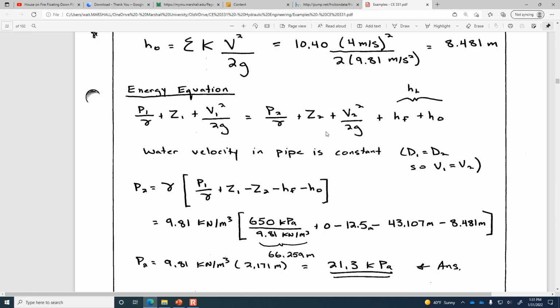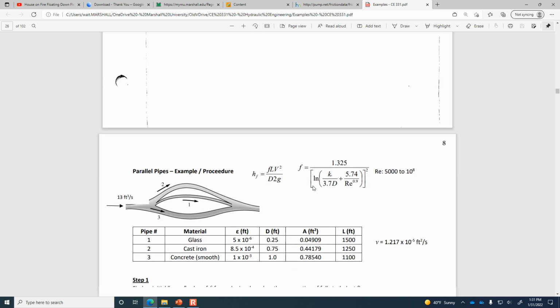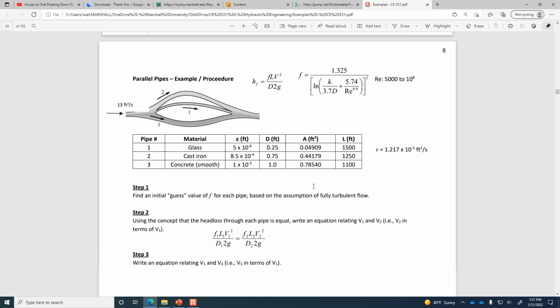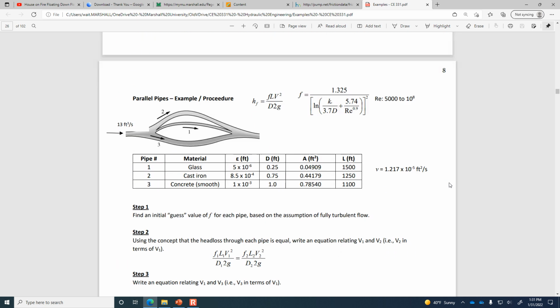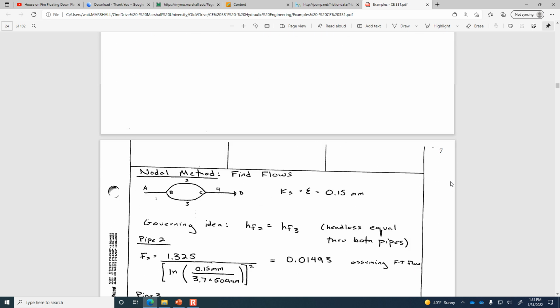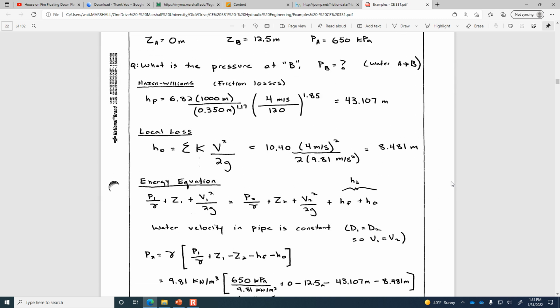But are there any questions on this example? That's for next time. There it is. All right.